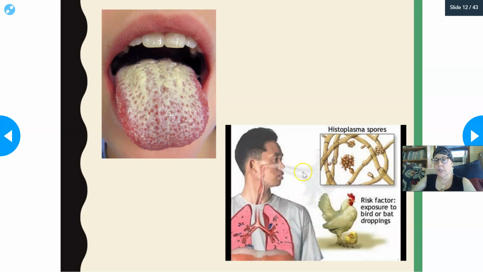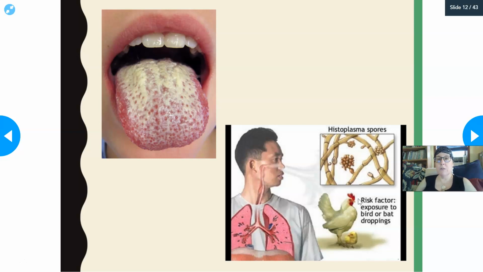So the opportunistic one here is histoplasma, although most people can be affected by histoplasma, especially if you work around chickens and stuff, but also if you work around fields, because they can spread manure from bird droppings on fields as fertilizer, and you can inhale these histoplasma spores that are part of that manure. So anyway, if you're somehow exposed to bird or bat droppings, you can inhale histoplasma spores.